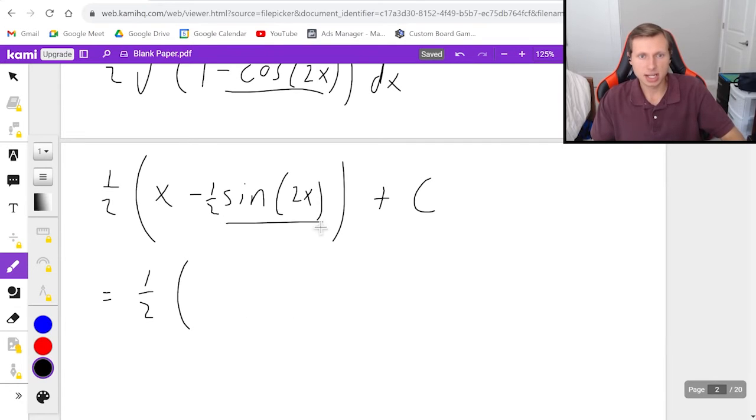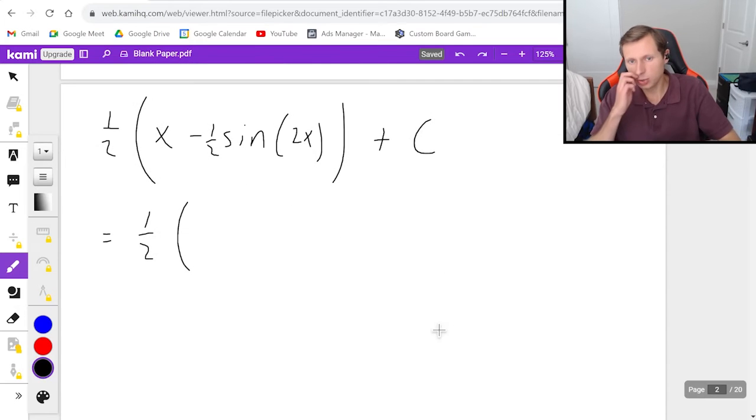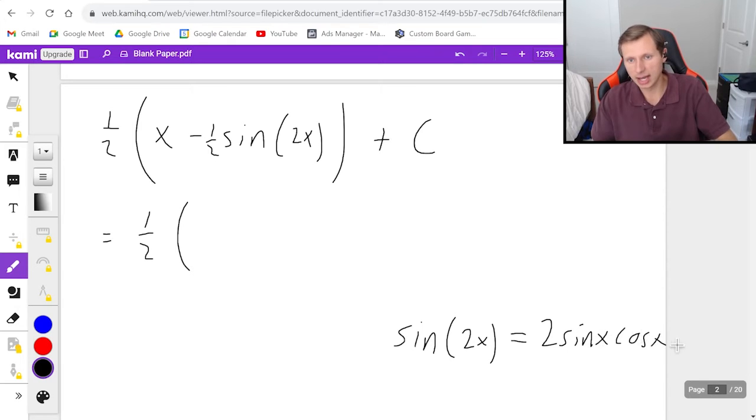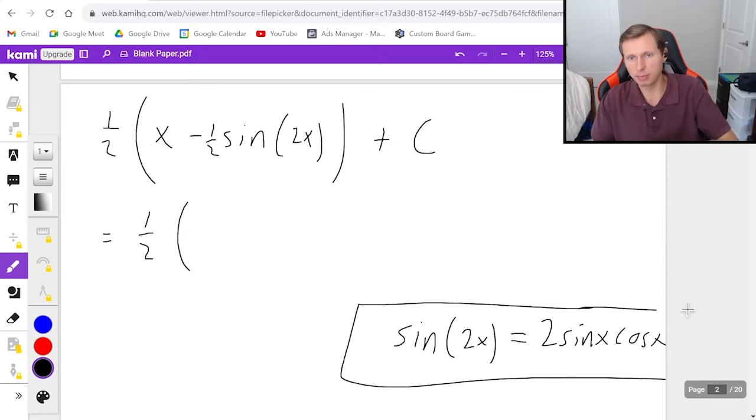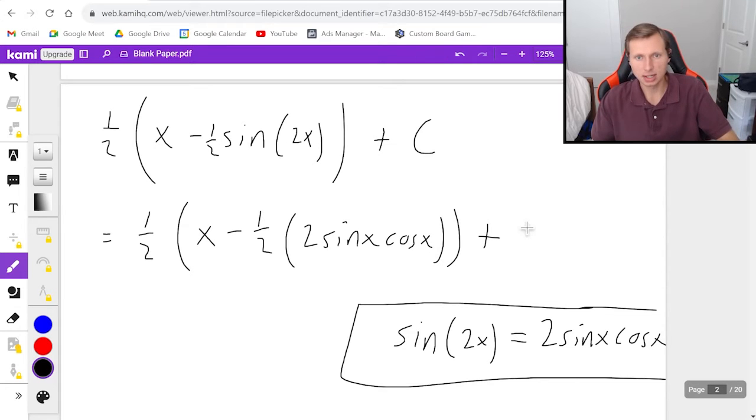I'm saying that this sine 2x, we need to get it back into just x. And to do that, we need to remember this double angle formula. Sine 2x equals 2 sine x cosine x, another formula you should have memorized. And that's going to be x minus 1/2 times 2 sine x cosine x, close parenthesis, plus c.